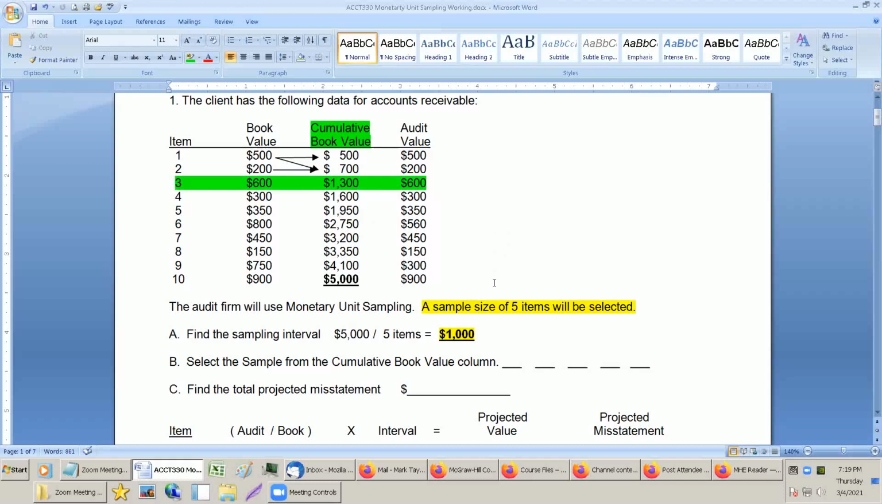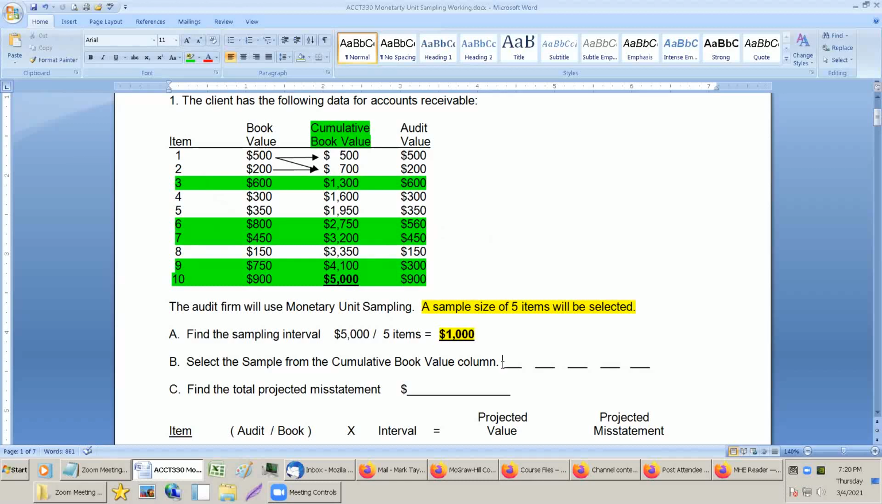All right, which item crosses the $2,000 interval? Number 6, item 6. Yep, perfect. We get to 1,950, and then this is the one that puts us over. Which one crosses the 3,000? 9 will cross the 4,000, but this one will cross the 3,000. You're right, though. 9 does cross the 4,000. And then one more. Which one crosses the 5,000? 10.